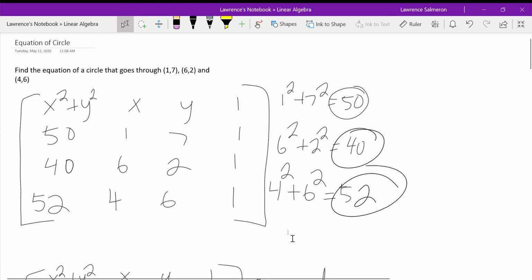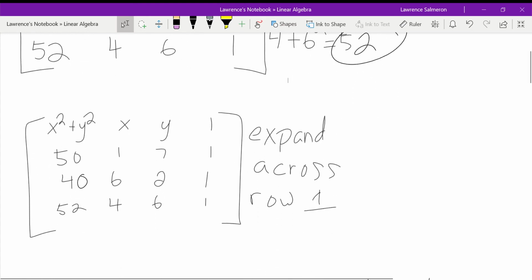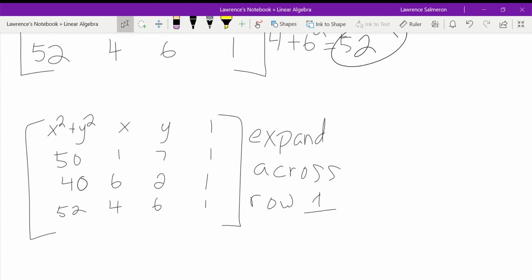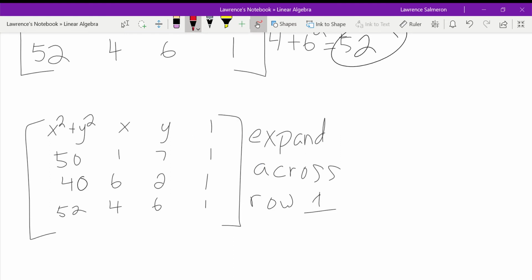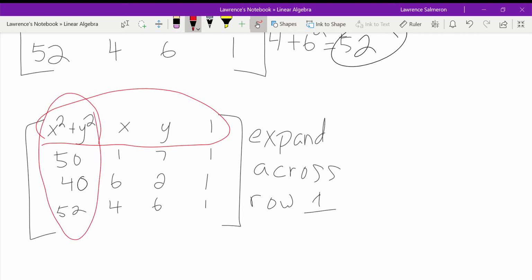So now that I have my matrix here, I'm going to go ahead and expand it across row 1. And I am going to start right here with row 1, column 1. If you think back to what we did before, we're going to expand across this row. And if you remember, that leaves us with the minor matrix. So our minor matrix in this instance is going to be 1, 7, 1; 6, 2, 1; 4, 6, 1.